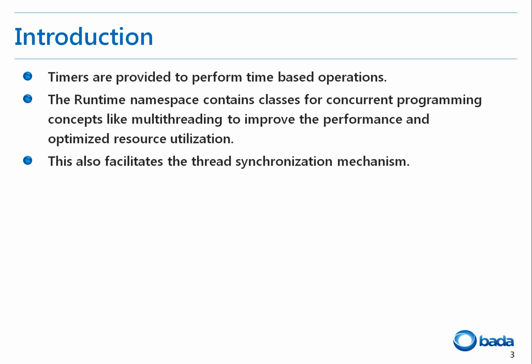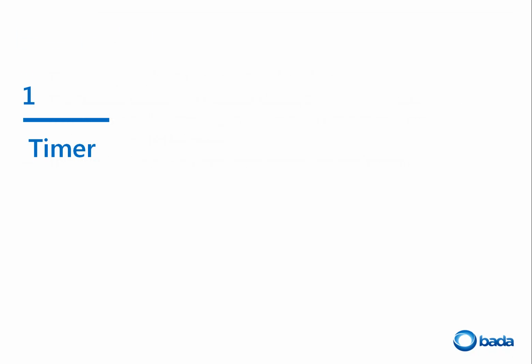The timer class facilitates you to perform operations based on timeout events. Threads are the means for optimized resource utilization in Bada and must be synchronized while accessing common resources among different threads. Let's have a look at the timer class first.